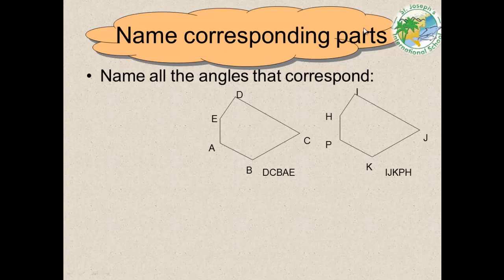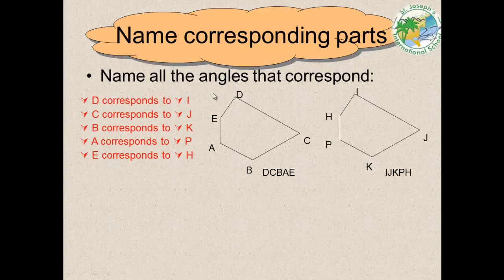Name corresponding parts. Name all the angles that correspond, D, C, B, A, E, to the corresponding polygon I, J, K, P, H. Then D corresponds to I. C corresponds to J. And B corresponds to K. A corresponds to P. E corresponds to H.